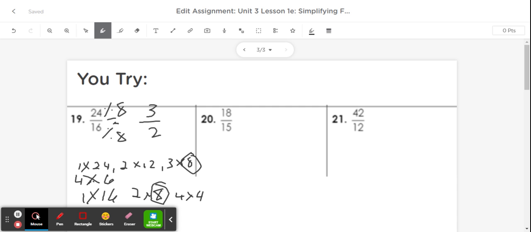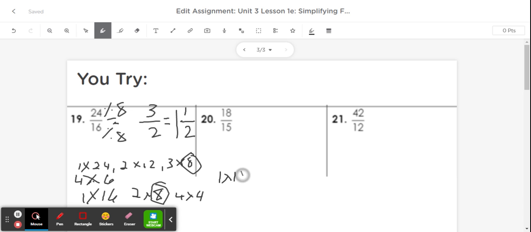Now notice the top and the bottom are different. Top's bigger than the bottom, so this is an improper fraction. So we can make it into a mixed number and say 1 and 1/2. Okay, let's do the next one.